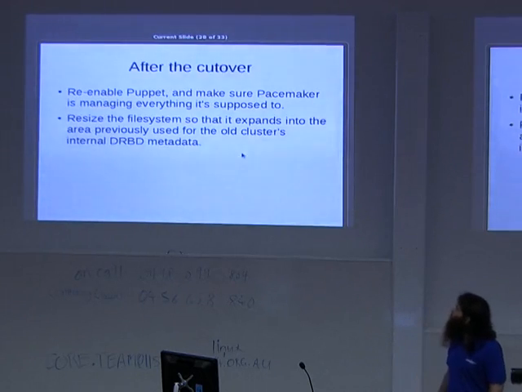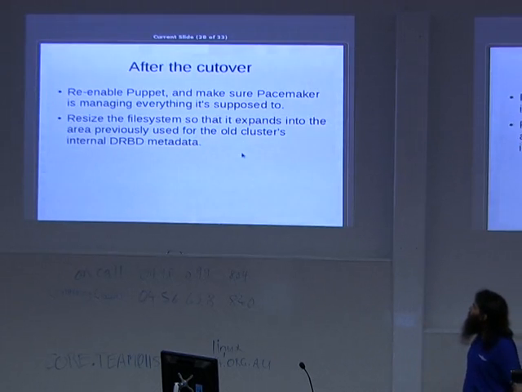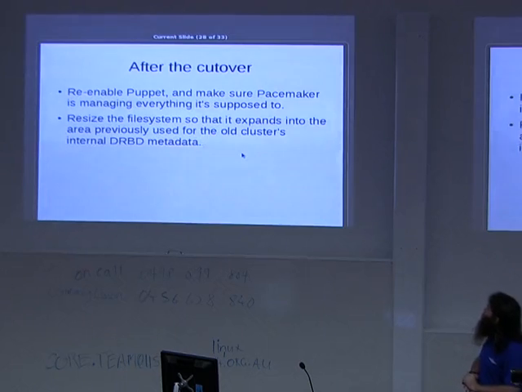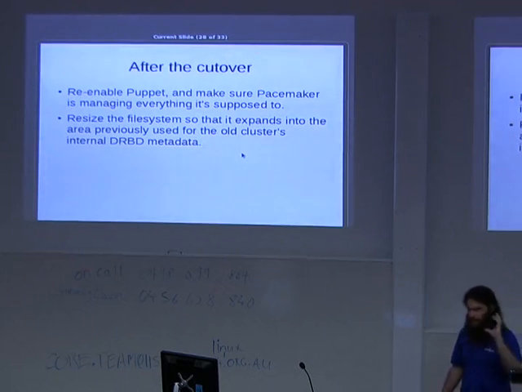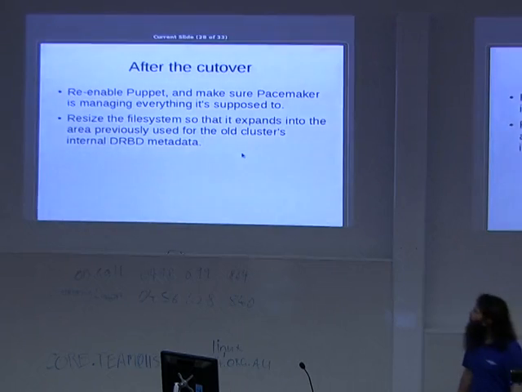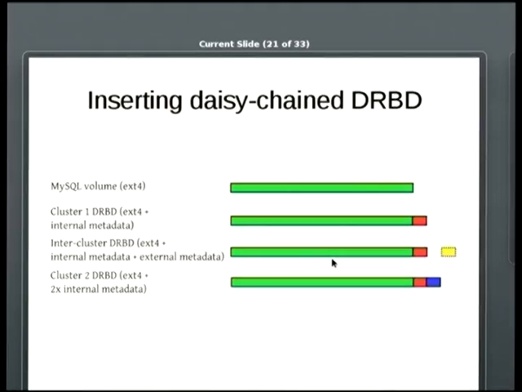After the cutover, you can re-enable Puppet, make sure Pacemaker is managing everything. We have reasonable monitoring for Pacemaker, so we can just look at Nagios and say, yes, Pacemaker seems good. Then you resize the file system so that it expands into the area previously used for the old cluster's metadata. So if you recall this diagram, that red metadata is no longer being used once you're off cluster 1. It's just been replicated across and forgotten about. So you just resize2fs that, and then it's like it never existed.